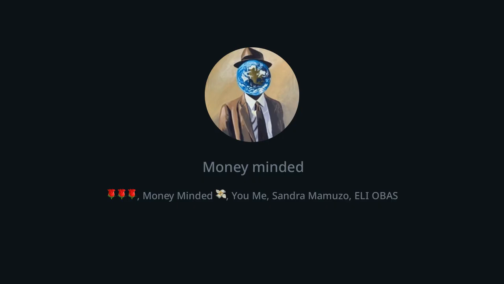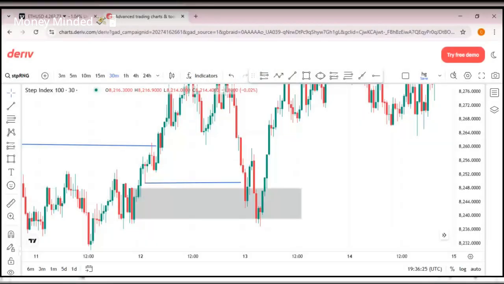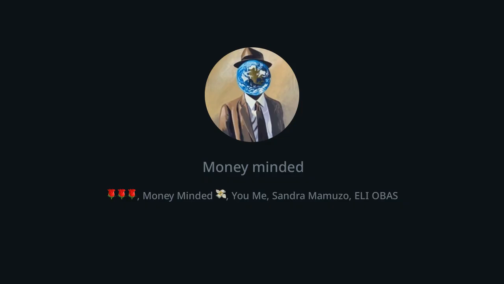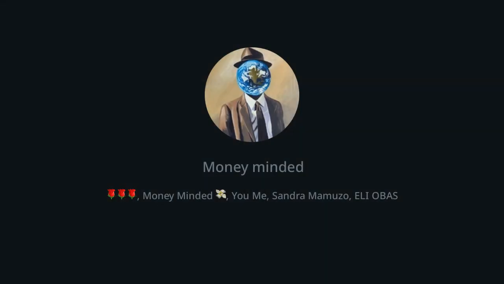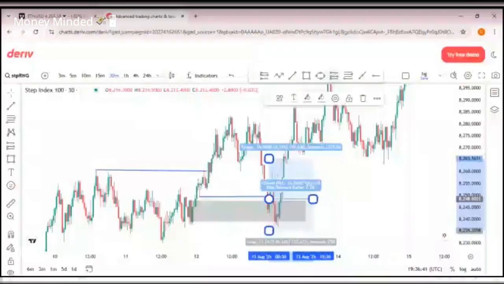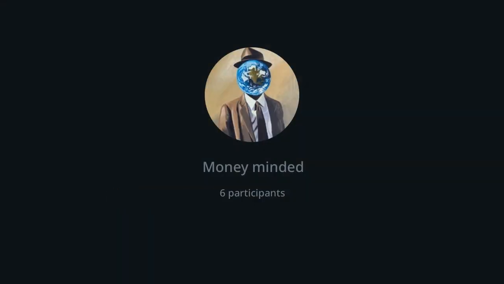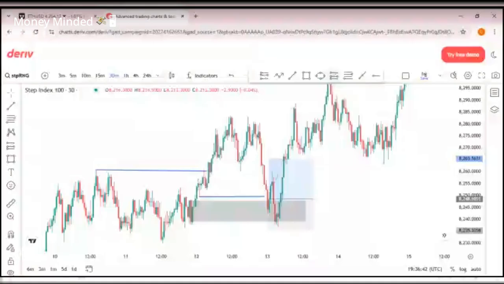Someone like me, if I'm entering from here, that would have been my entry. Sometimes when these things start misbehaving like this, they tend to annoy me a lot. So you set your stop loss there, you target your 1-3, just like that.